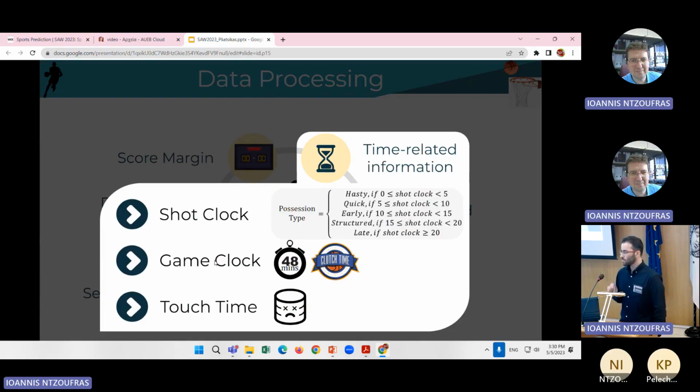By grouping the time left on the shot clock into 5-second intervals, we characterize the possession type based on when the shot was attempted. We also use the game clock as an indication of the player's fatigue and to see whether a shot was attempted in clutch time, which refers to the final 5 minutes of a game where it's within 5 points or less. Based on how long a player touched the ball before shooting, we were able to distinguish, for example, the ball hoggers in a separate category, which we named after James Harden, for obvious reasons.